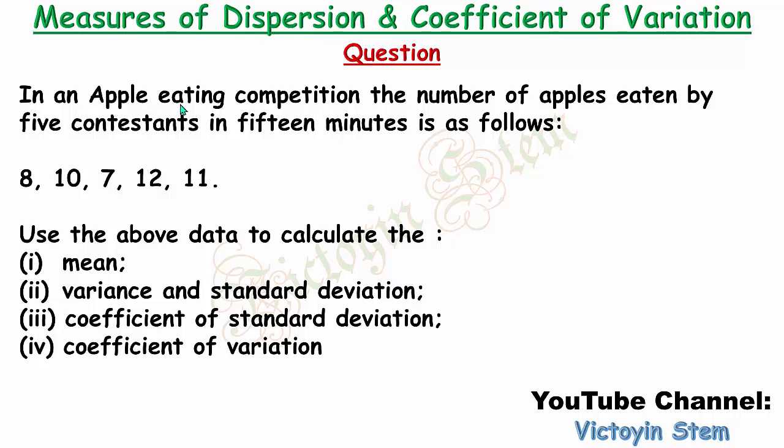In an apple eating competition, the number of apples eaten by 5 contestants in 15 minutes is as follows: 8, 10, 7, 12, and then 11. Use the above data to calculate the mean, the variance and standard deviation, coefficient of standard deviation, and coefficient of variation.